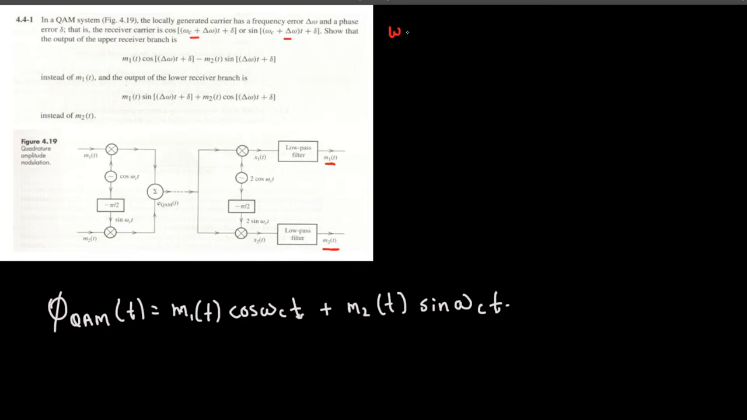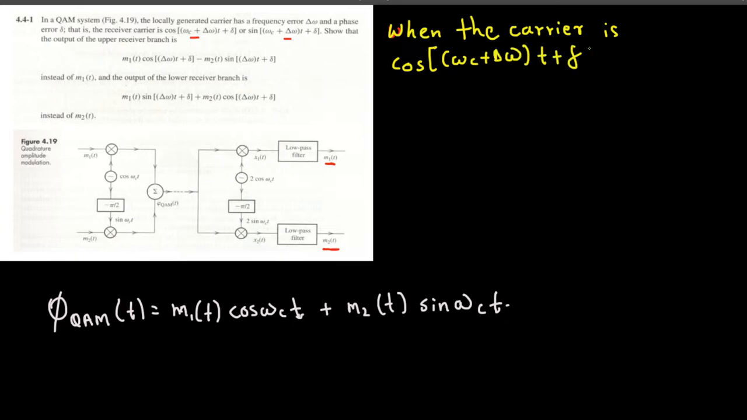When the carrier is cos omega c, it's better right here because I'm going to write the whole term, cos(omega c plus delta omega) t plus delta, or sine(omega c plus delta omega) t plus delta. Then we are going to have the expression for x1 of t like this.